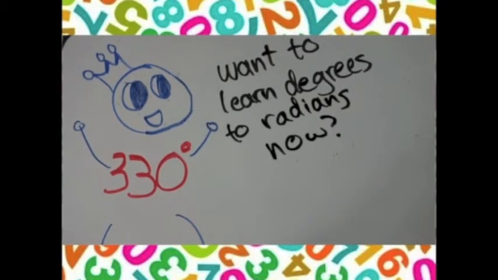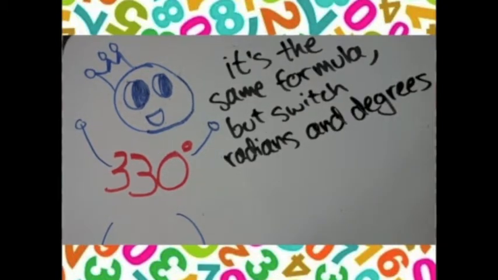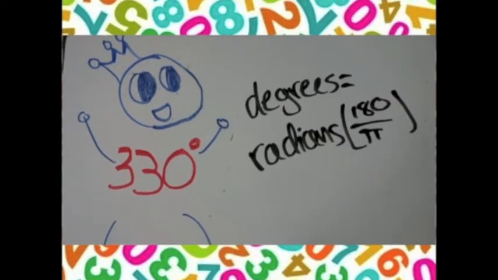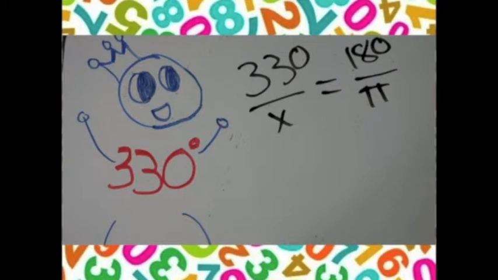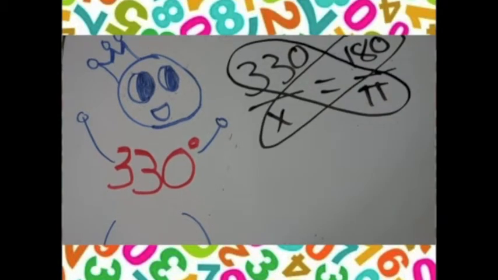And then to convert degrees to radians, it's the same formula, but you switch radians and degrees. And you also switch 180 and pi. So degrees equals radians times 180 over pi. So 330 over x equals 180 over pi.